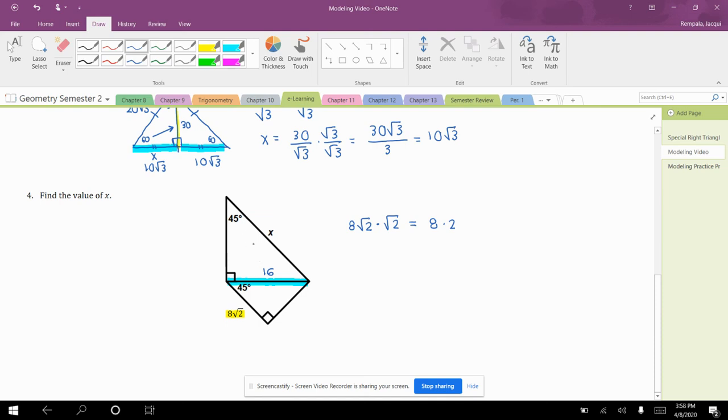Now that is the side or the leg across from the 45 degrees in this upper right triangle. And so because that is the leg of a 45, 45, 90, we take the leg and we multiply by the square root of 2 to get the hypotenuse. Notice that what I want is the hypotenuse in this particular problem. So 16 root 2 would be my answer.